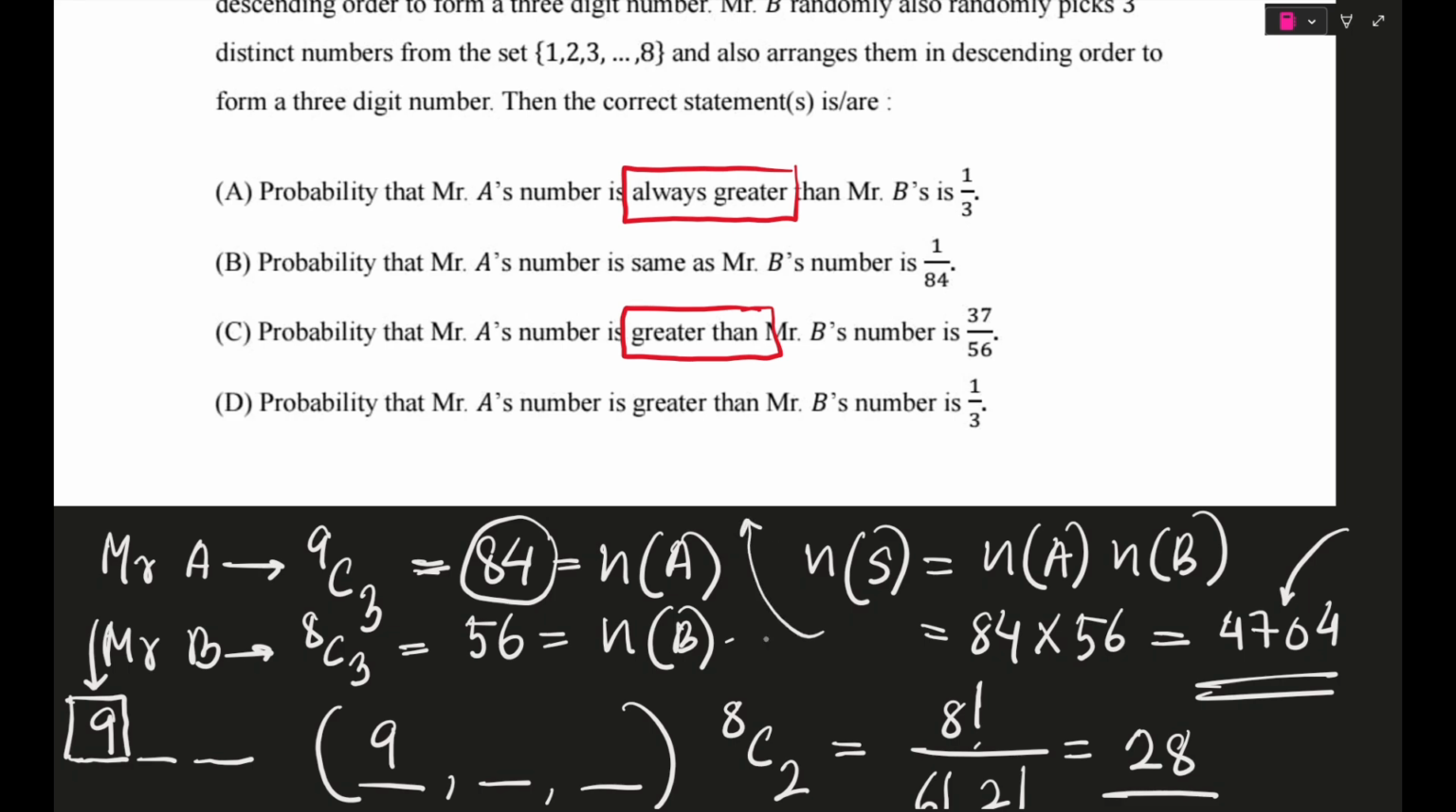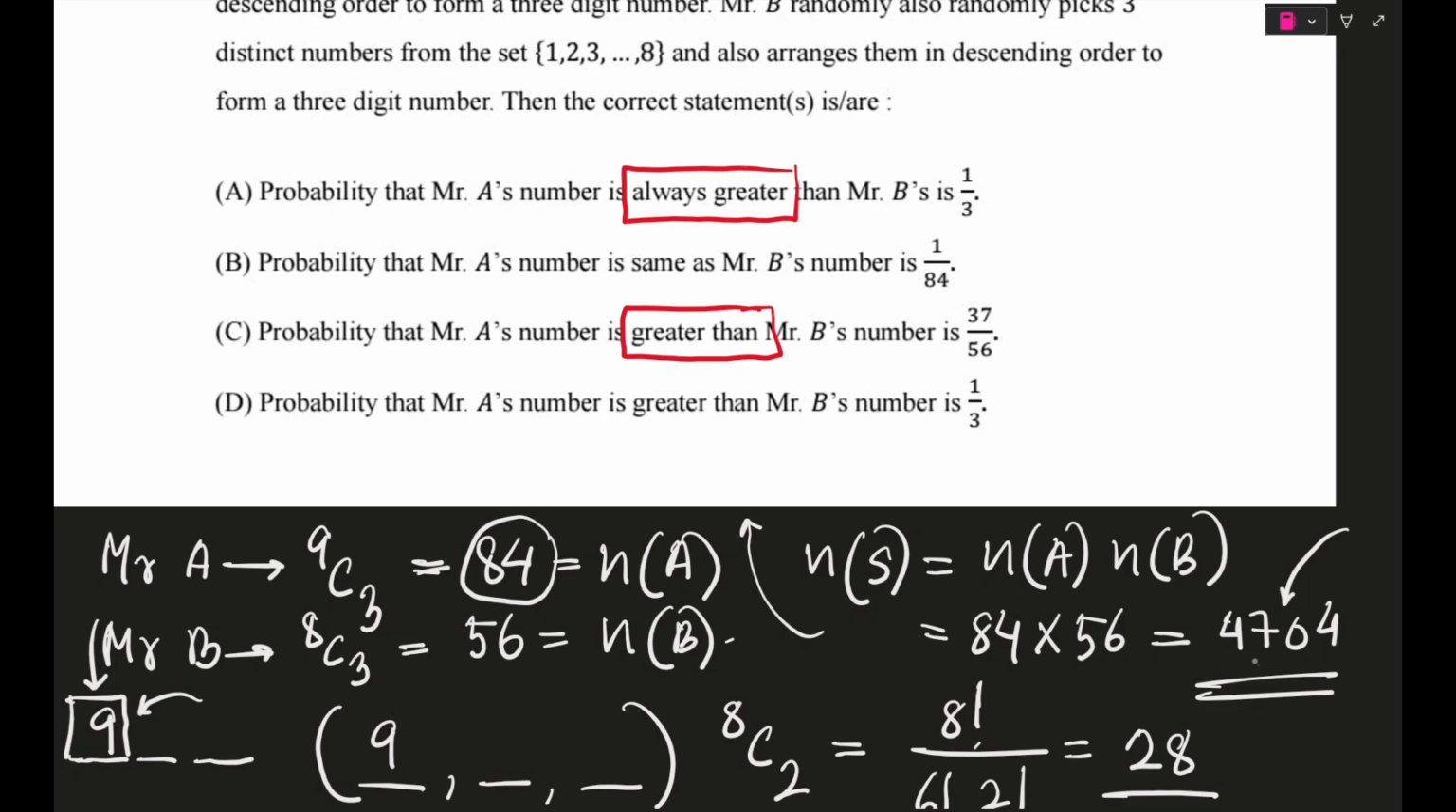They are telling you that Mr. A's number will always be greater than Mr. B's number in option number A. And in option number C, they are telling you Mr. A's number is greater than. There is a difference between the two. That's why always greater permitted you to take 9 permanently in the first place. But when it is greater than, you can't. Because if it has to be always greater, you can take 9. But if it is only greater, then beyond 9, there will be cases where 8 arrives, 7 arrives, all those cases.